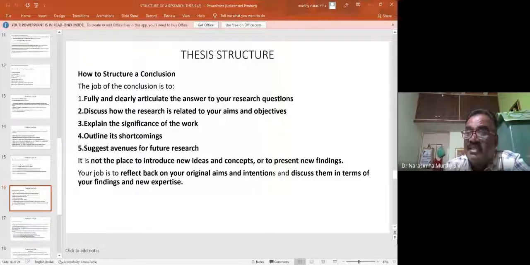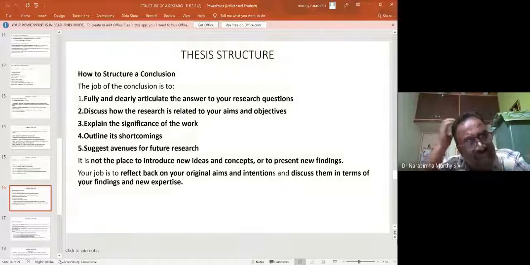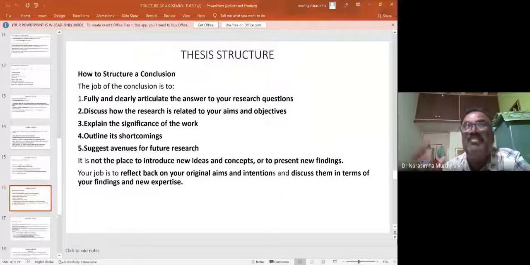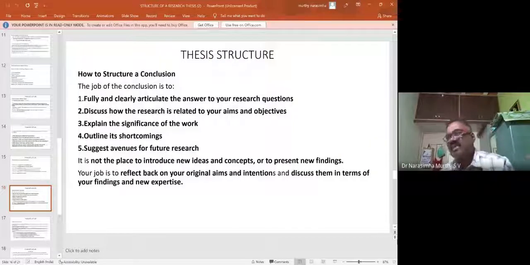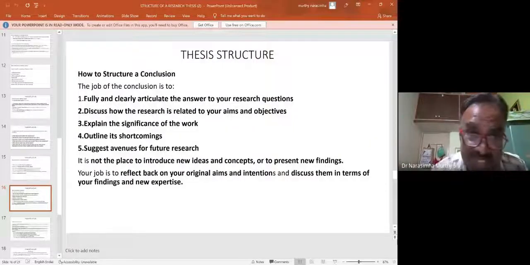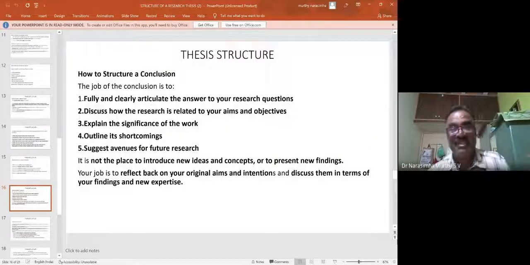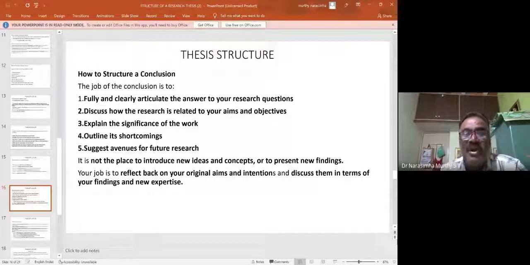And how this research is related to your aims and objectives. This should be the second part of that. The third part, the significance of your work. How important or how significant is your work, your contribution? Mention that. It's not bragging, but you should establish it. And at the same time, you should outline its shortcomings.